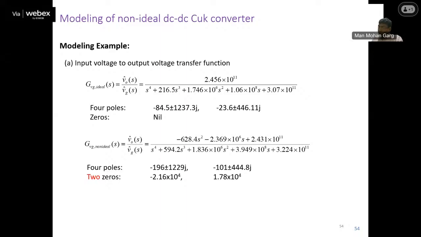So you can see here we have 4 poles. Here also we have 4 poles. The number of poles does not change, but the location of the poles changes. Right? There is no zero here, but here you can see s square. It means there are two zeros. Two zeros. Okay.